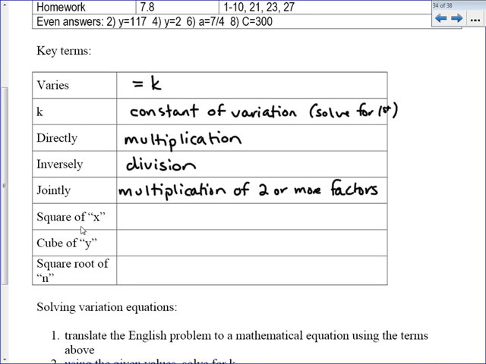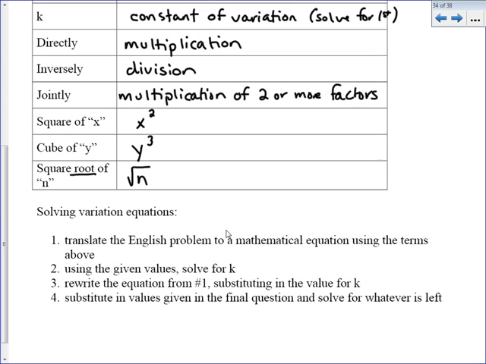Square of x. X squared. Versus, I find sometimes that gets confused with the last one, which is the square root of n. So if it's the square root, then you put your radical in. But if it's the square of, it's whatever your variable is to the second power, squared. And then, how about the cube of y? Y to the third power, y cubed. So they sound kind of funny, square of, cube of, but it just means that's the exponent.